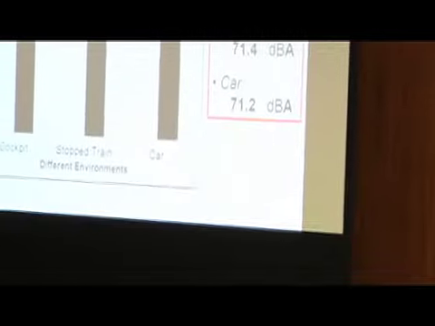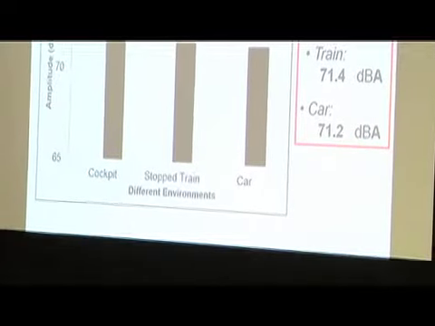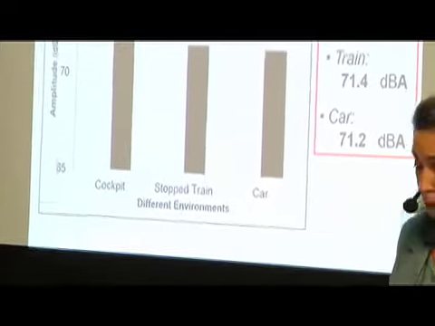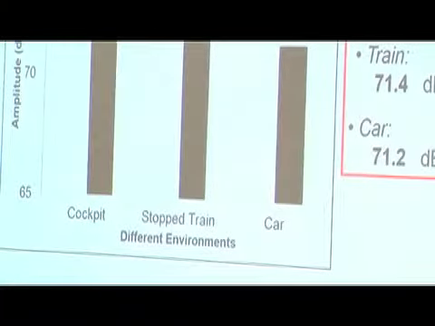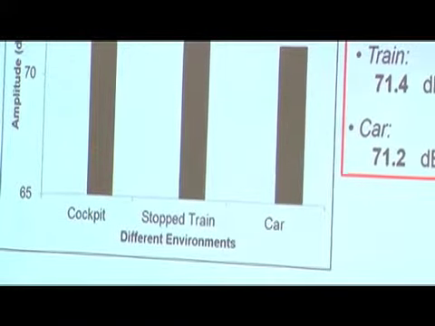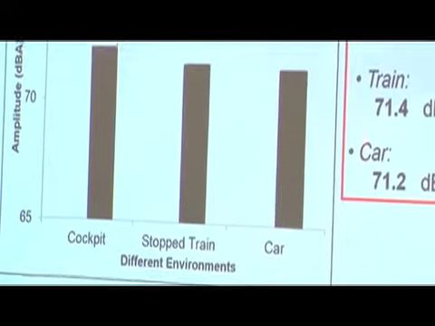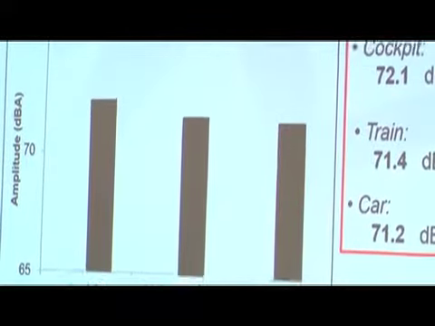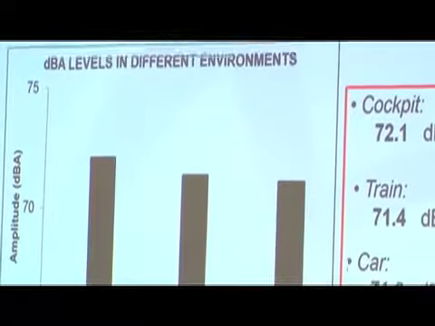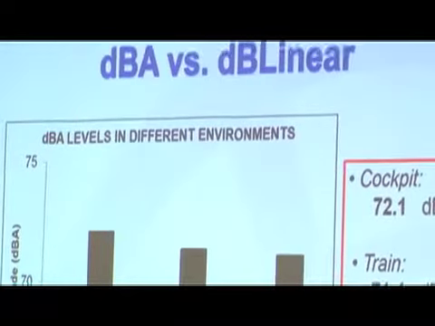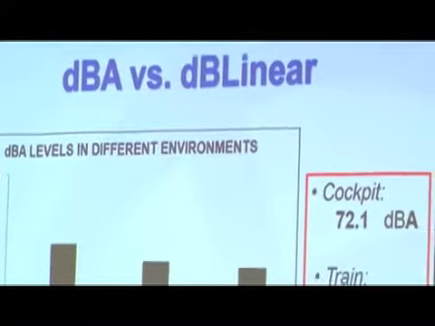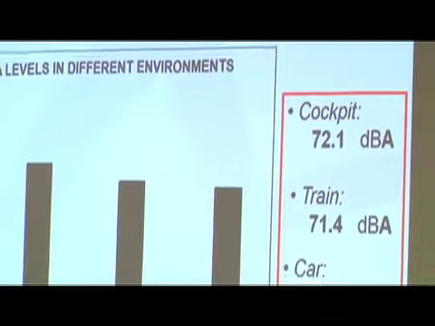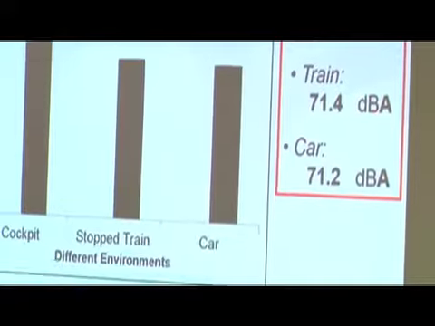So, I will now give you some examples. These are old examples. I will show you also new examples. This is, we published this in year 2001. So we measured the cockpit of an airplane. This is a commercial airplane. We measured in the train that was stopped at the station and in a car. Notice the dBA levels are very similar.